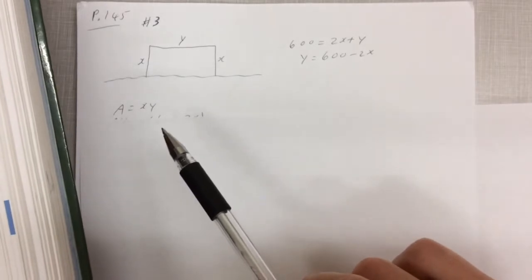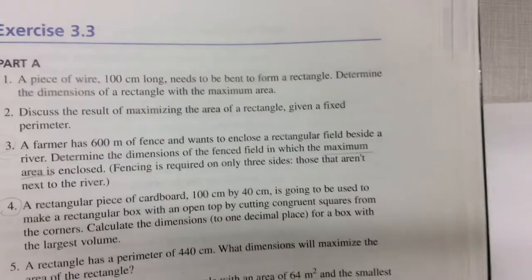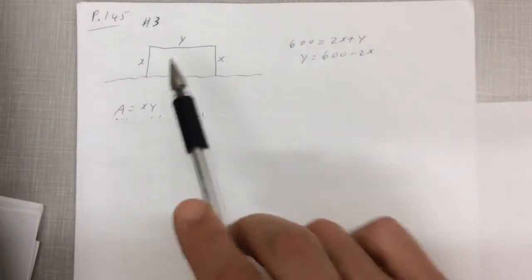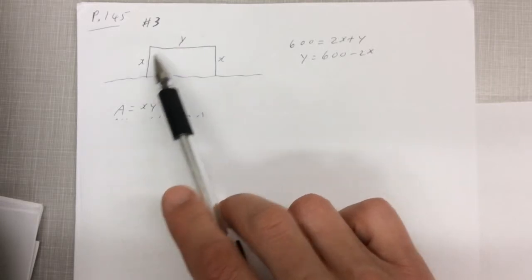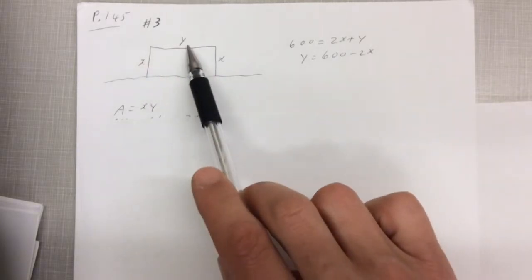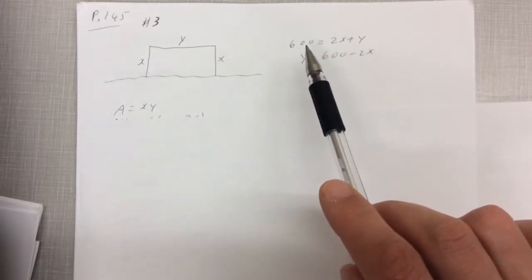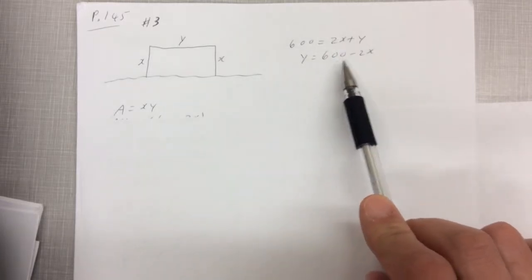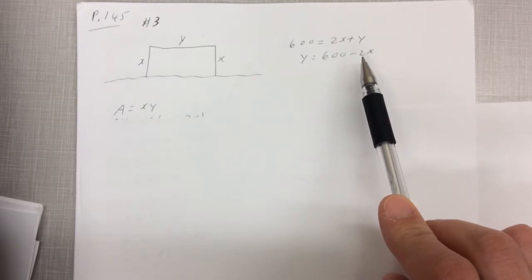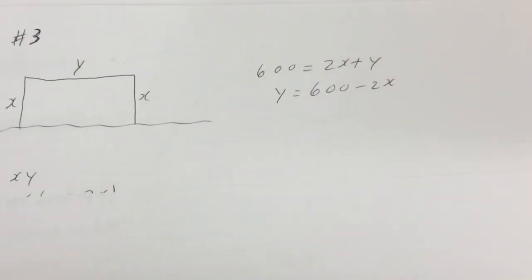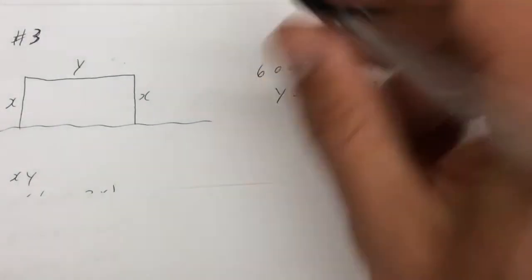And the way we do that is by using the other information that we're given, which is we have 600 meters of fence. So from that, we can have some relationship between x and y. So 2x plus y equals 600 meters. And therefore, y equals 600 minus 2x. Okay, so that is the equation that's called the constraint.